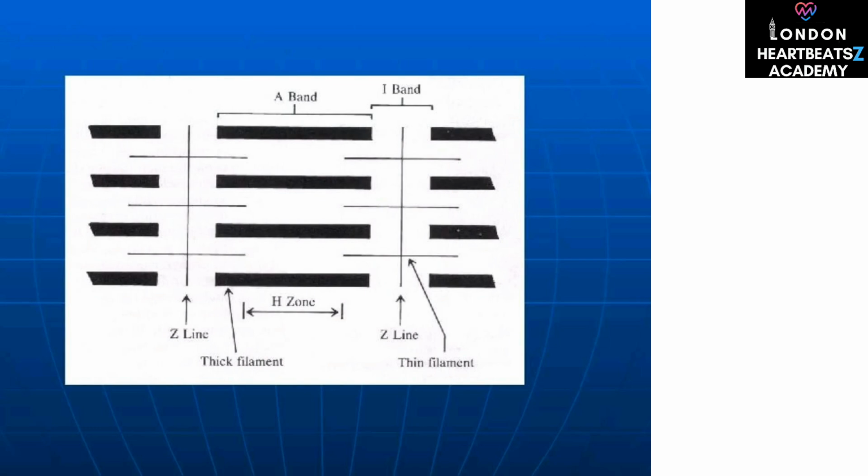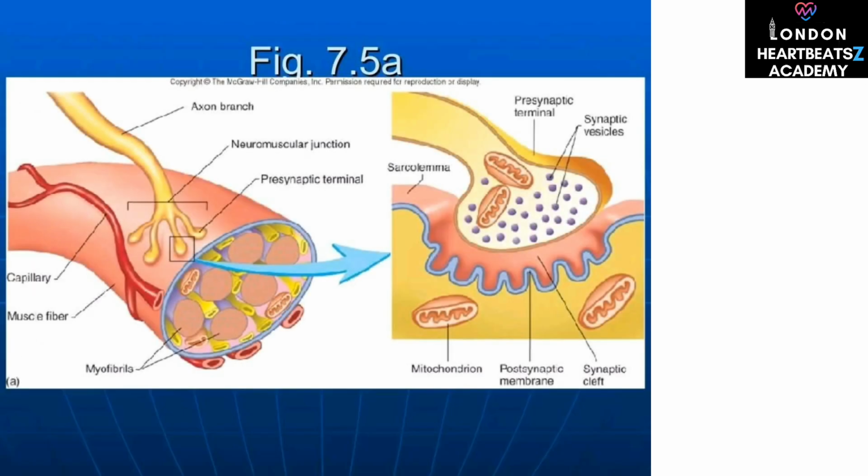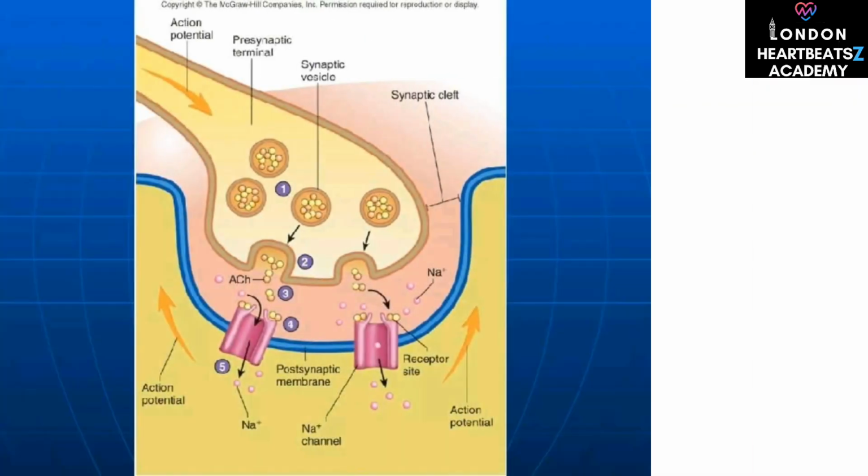The structure of the sarcomere is defined by Z-lines and includes A bands, I bands, H zones, thick filaments, and thin filaments. Here is a detailed look at the neuromuscular junction, where a motor neuron connects with a muscle fiber to transmit signals. This illustration shows the process of signal transmission at the synapse, from the action potential reaching the terminal to the binding of acetylcholine and the initiation of a new action potential.